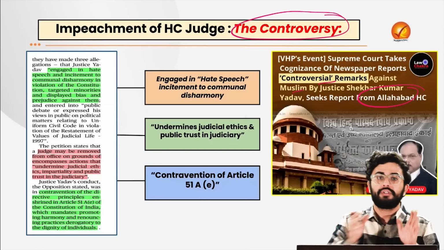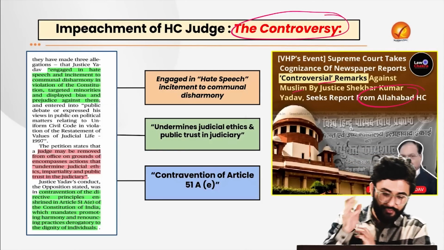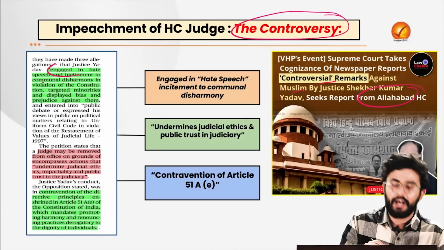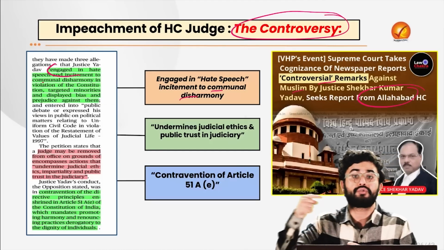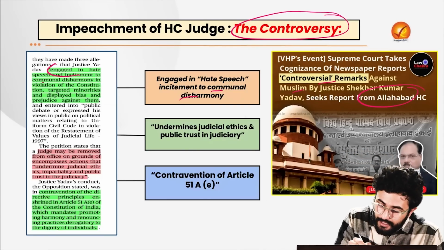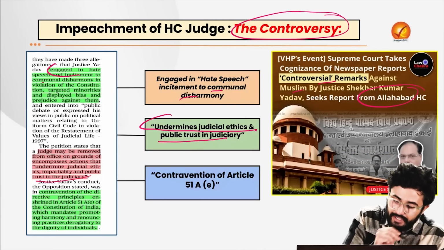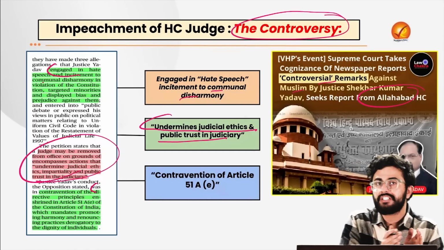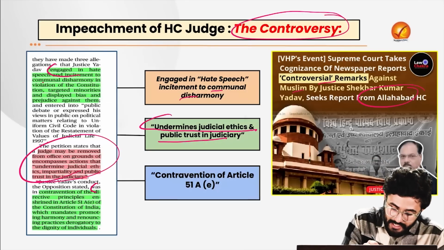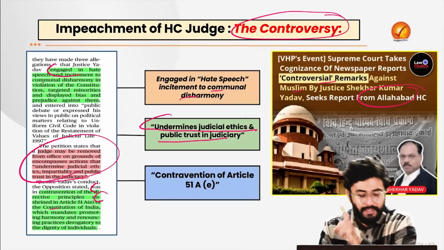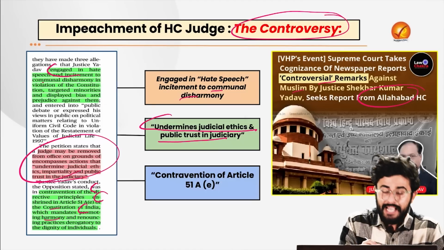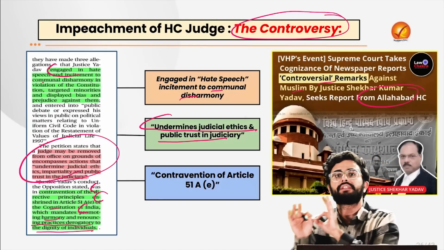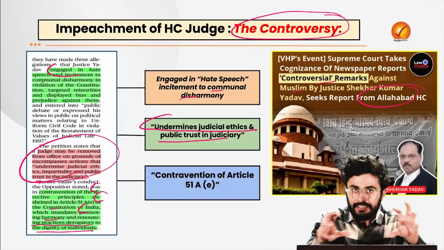On basis of what? So they are basically arguing it on three grounds. The first is that the judge has engaged in hate speech and incitement to communal disharmony, which obviously acts as a violation of constitutional morality. The second is that he has undermined the judicial ethics and the public trust in the judiciary. And he has basically contravened the directive principle which is enshrined in Article 51 Clause E of the Constitution of India, which actually mandates the promotion of harmony and renouncing any practices which are derogatory to the dignity of the individuals. So this is the controversy.